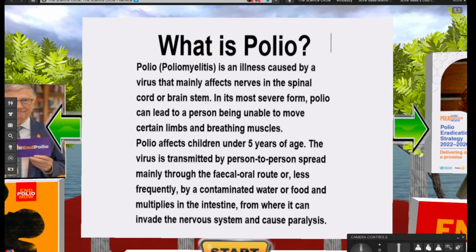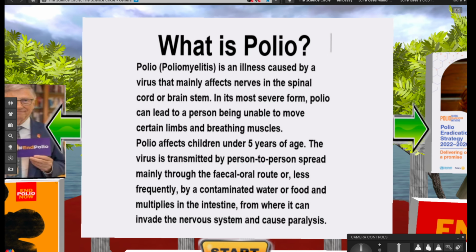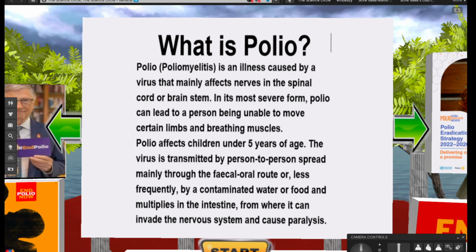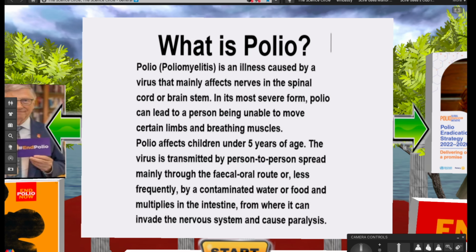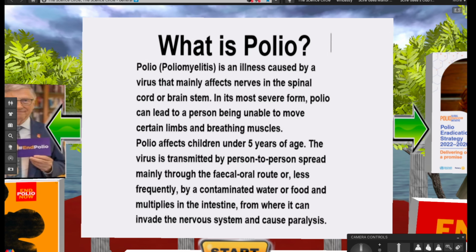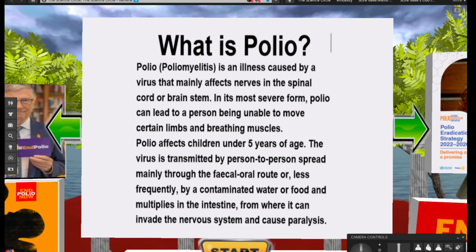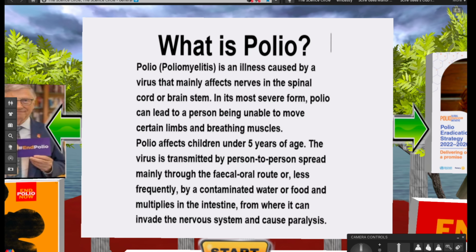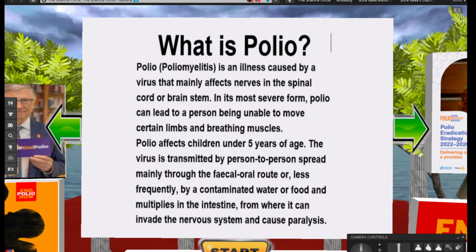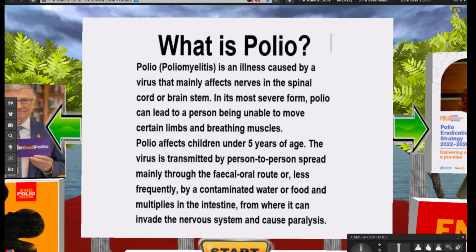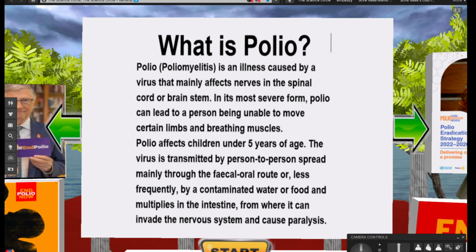When this occurs, the virus causes inflammation, and in some cases destruction, of the motor neurons located in the gray matter of the spinal cord and the brain stem. Once these motor neurons are affected, patients may experience temporary or permanent muscle weakness or motor paralysis, most commonly in the limbs, and especially in the legs. Polio becomes life-threatening when paralysis extends to the muscles responsible for breathing and swallowing. At that stage, without respiratory support, the condition can rapidly become fatal.